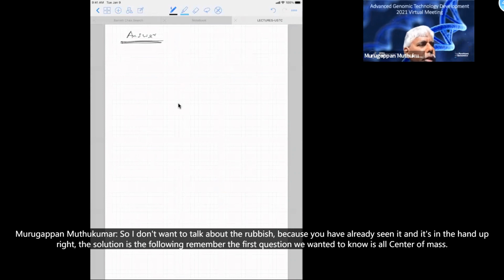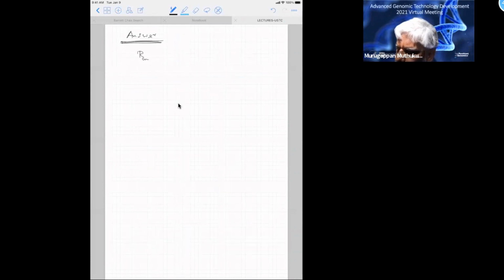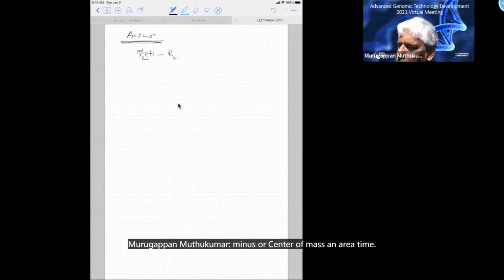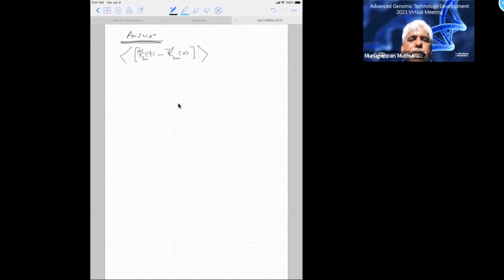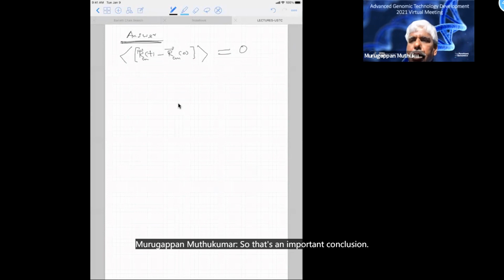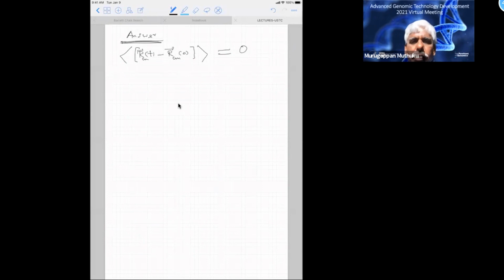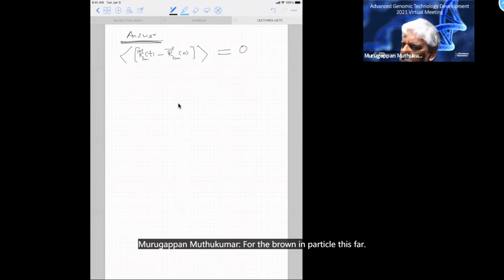Remember, the first question we want to know is R center of mass at time t minus R center of mass at an earlier time. What is this? Now I have to say in the average sense. This turns out to be 0. So that's an important conclusion for the Brownian particle.